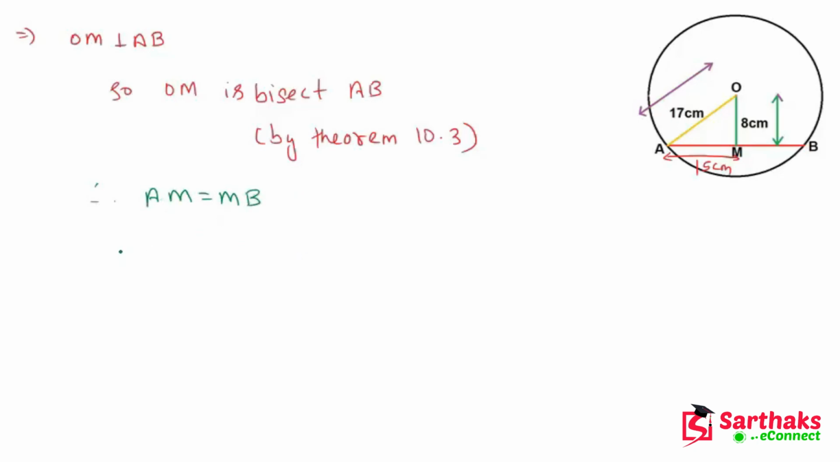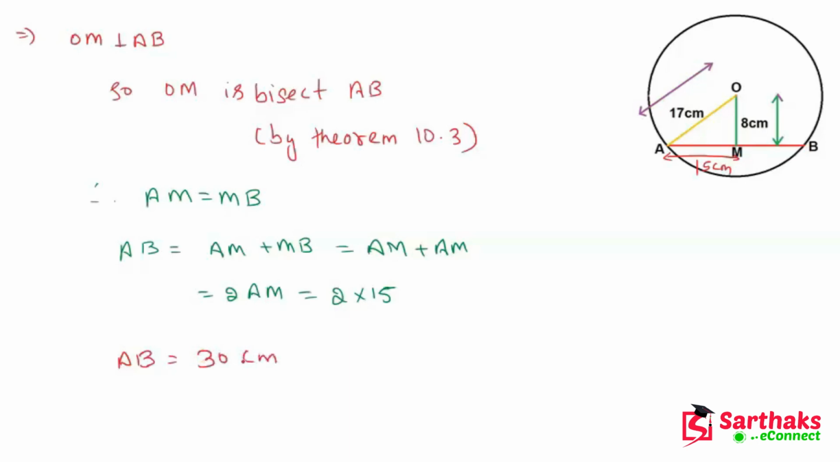And we have to find AB. AB is AM plus MB, so AM plus AM, which is twice of AM, equal to 2 into 15. So AB is 30 centimeter. This is the required result. With the help of theorem, we can easily solve these types of problems.